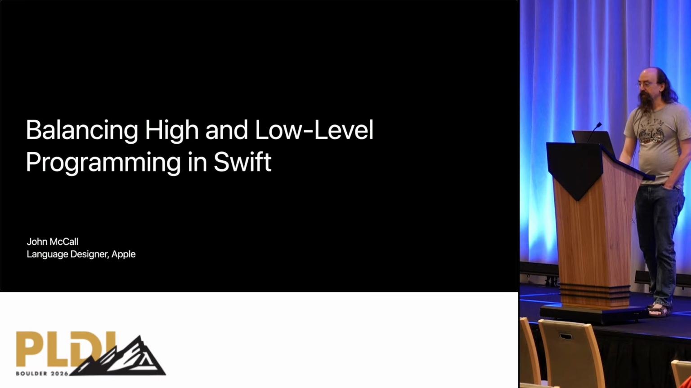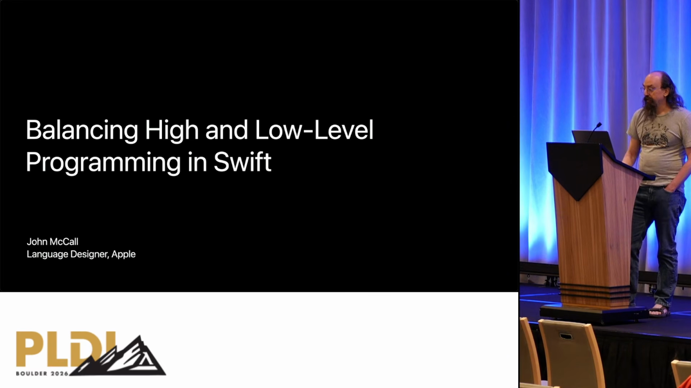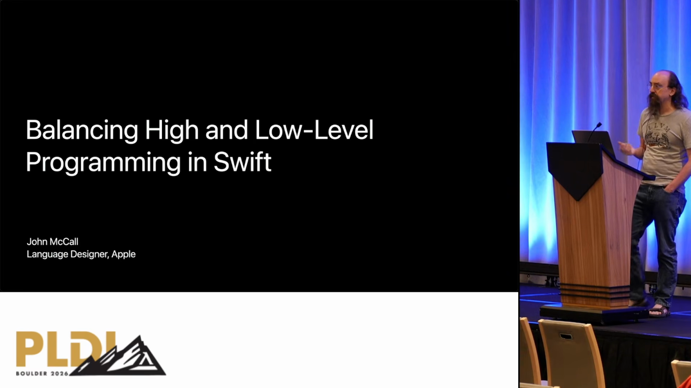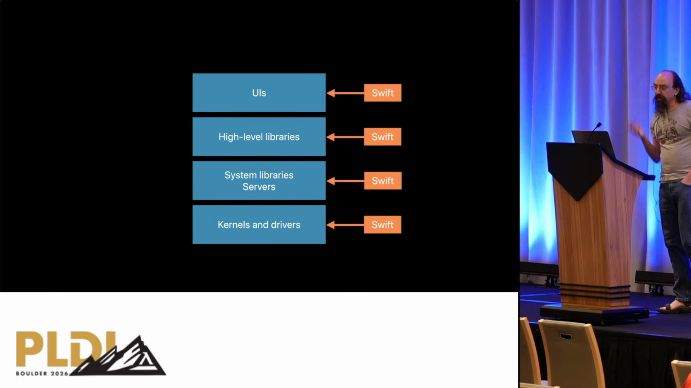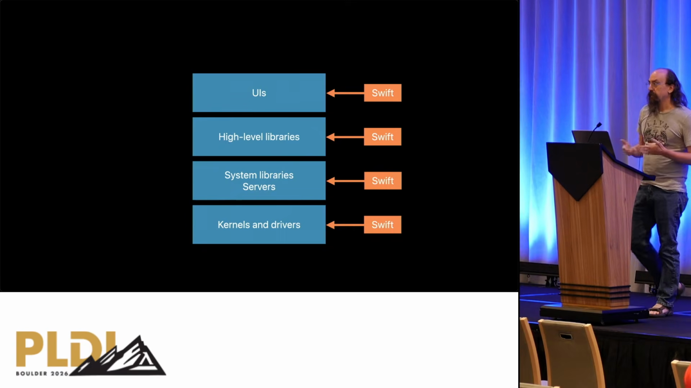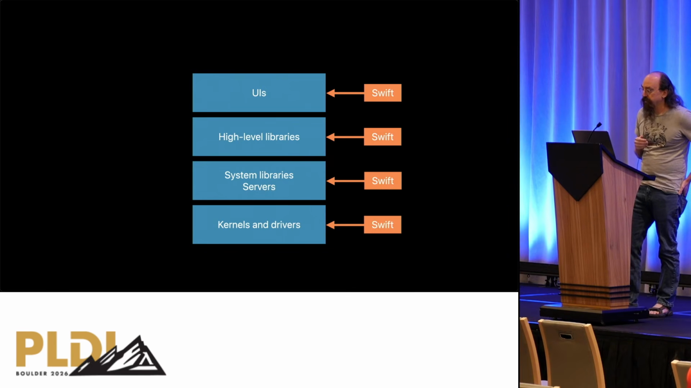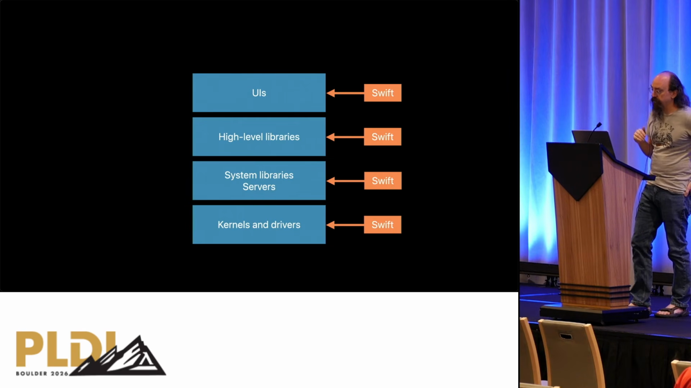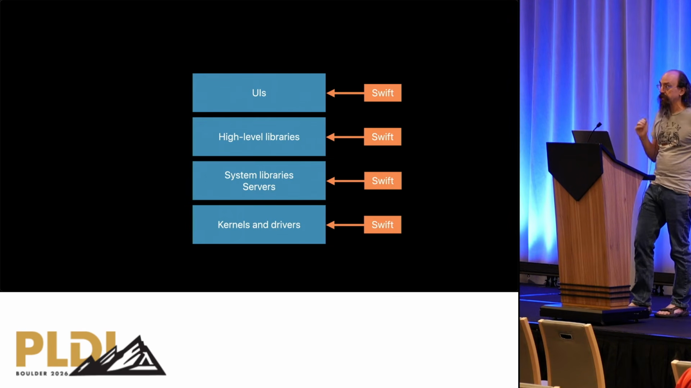Hi, my name is John McCall, and I'm going to talk today about how Swift balances high and low-level programming, especially for core features like value ownership and lifetimes. Our goal with Swift was always to have a language that could be used throughout the stack. Swift has been widely successful with application and library development for a long time, and more recently we've had success adopting Swift in lower-level environments, even in kernels and hypervisors. And today I want to talk about what we've done in the language design to make that possible.